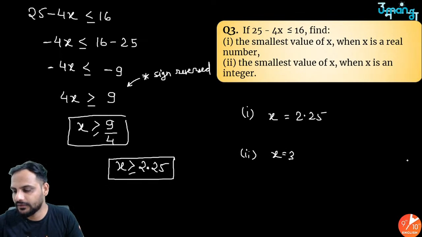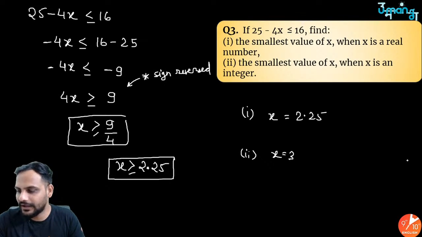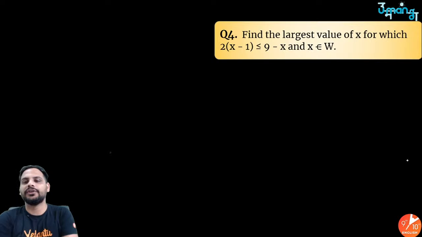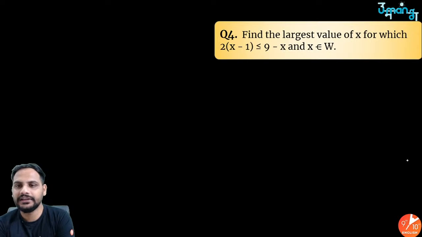As simple as that. Tell me, what is difficult in this chapter? Nothing. Nothing is difficult in this chapter. Right? Correct? Very easy. I know many of you are giving me the answer way before me. Very good. Awesome. Next question. Let's go for the next question. Find the largest value of x for which this inequation is true and x belongs to whole numbers.